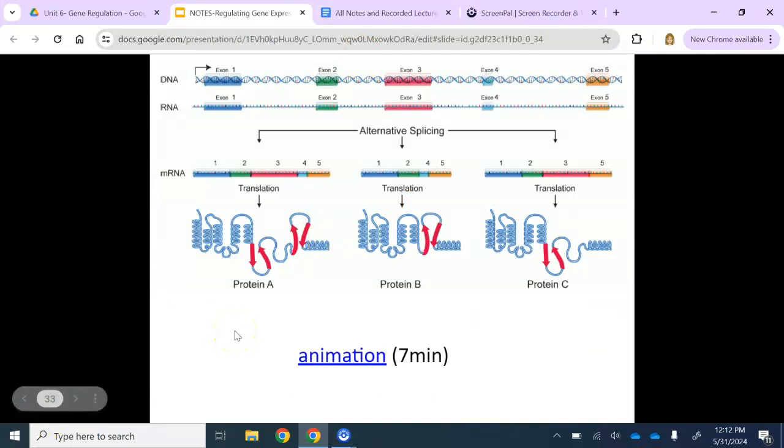So that is the end of the gene regulation notes. You don't need to know all the tiny details she discussed on the alternative splicing video, but I think that will kind of help sort of bring it all together for you.